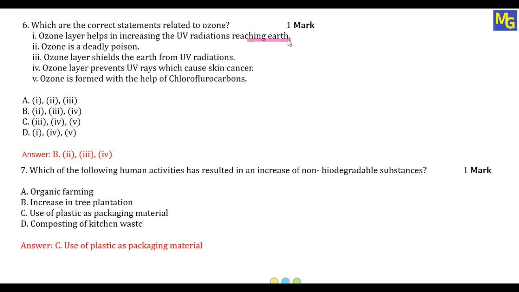So what is ozone? That we will see first. Ozone is nothing but O3 gas, which is poisonous actually. The molecular formula is O3 and this gas is poisonous. It is present in the atmosphere far from the earth. So imagine if this is the earth, then in the atmosphere somewhere here at a far distance there is a covering layer of ozone.